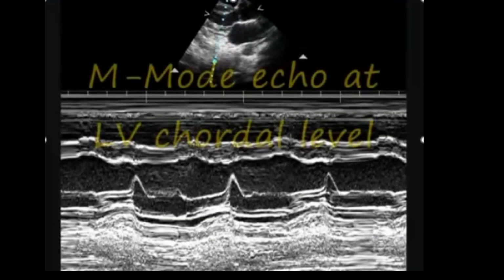Now we are seeing it live. This is another view. This is the M-mode echocardiogram at the level of the left ventricular cord. This is the movement of the left ventricular cord, anterior movement in diastole and posterior movement in systole for closure.